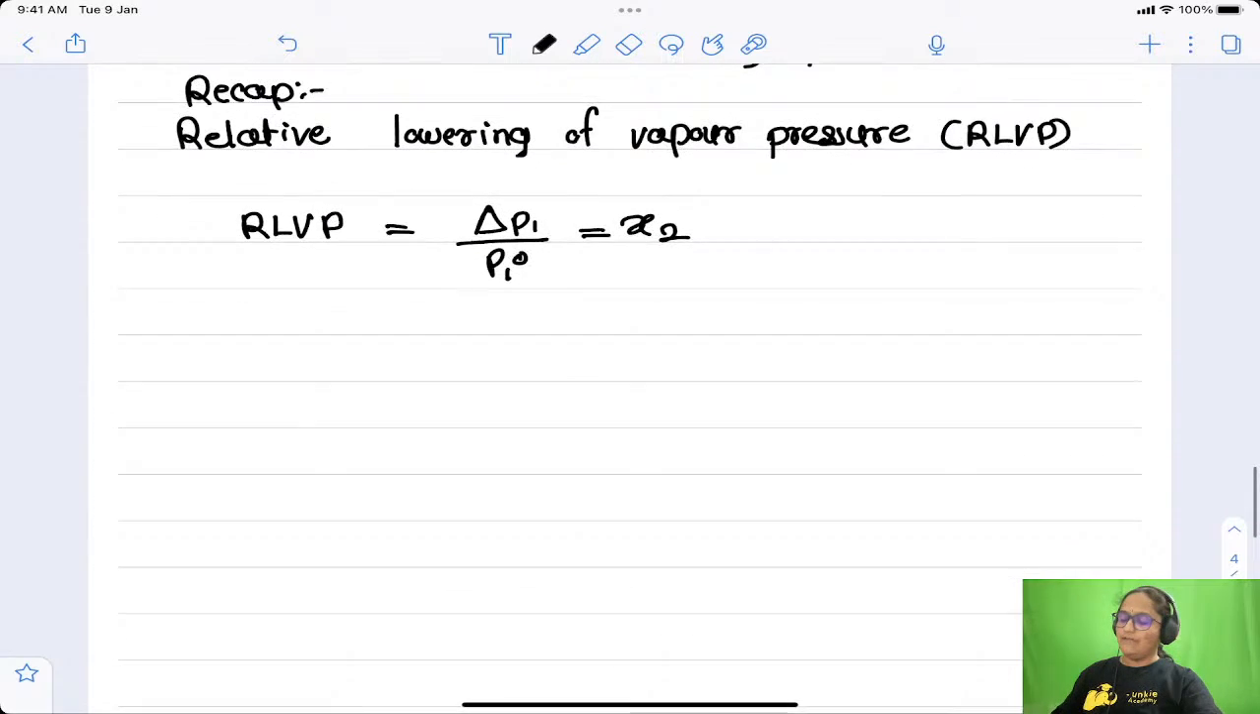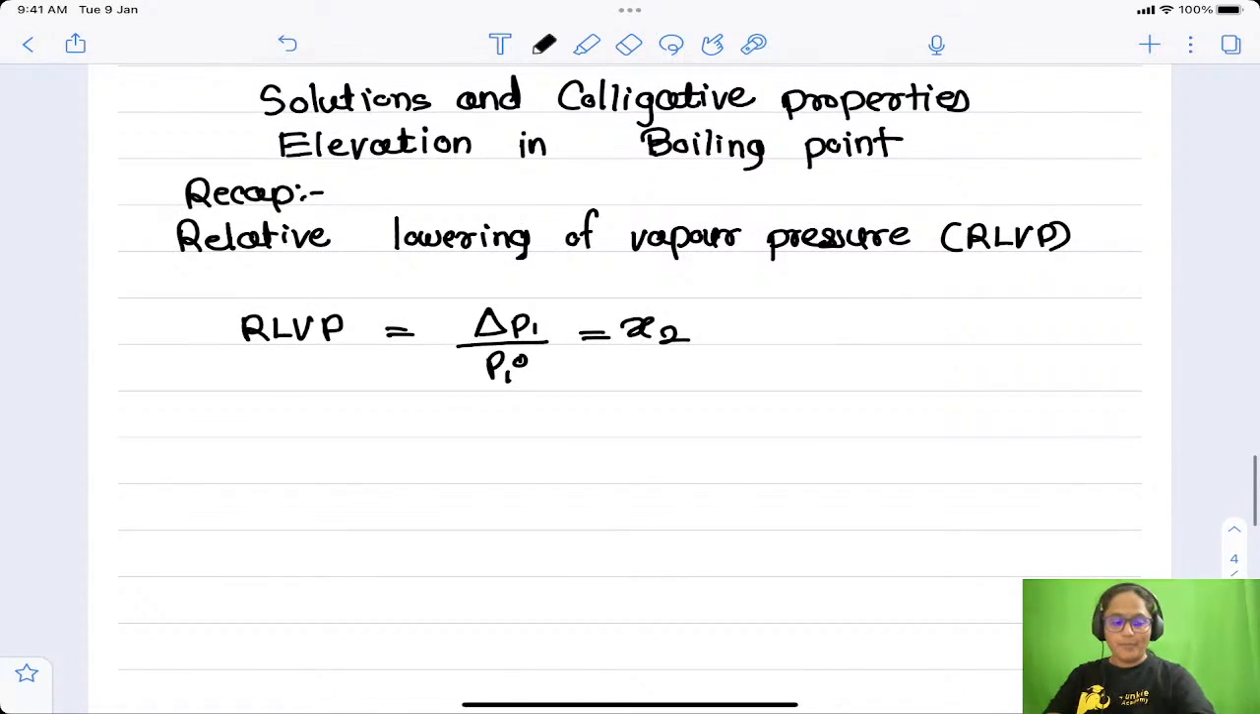Yes, and then today we are going to discuss the next colligative property, elevation in boiling point. So colligative properties are what? Those properties which depend on only the number of solute particles but not the nature of solute particles, right?